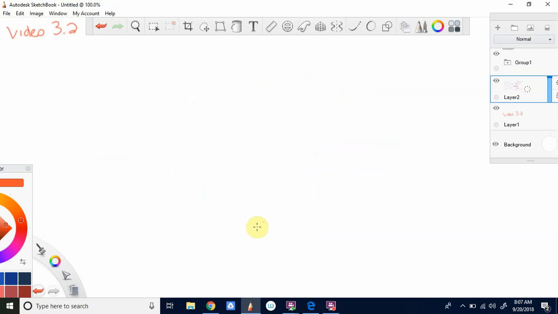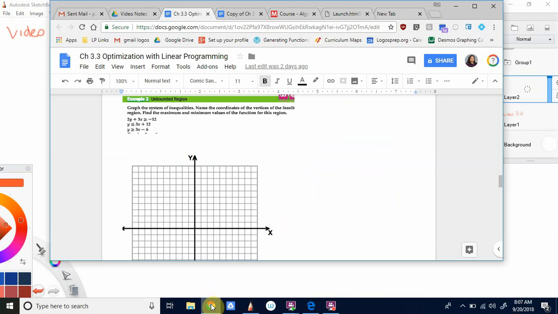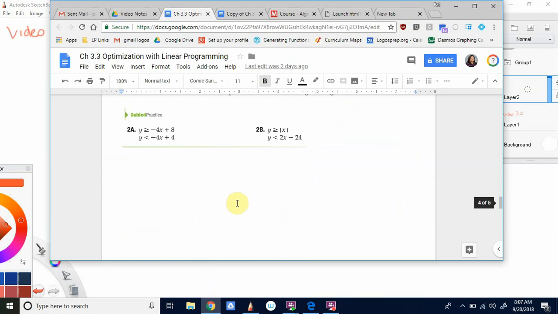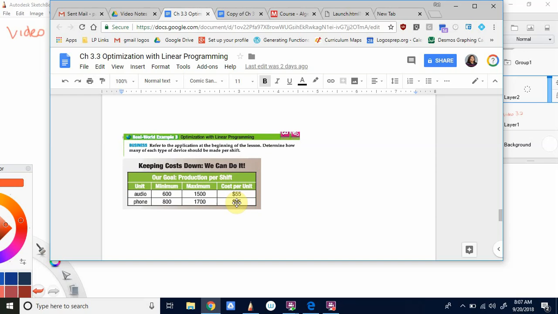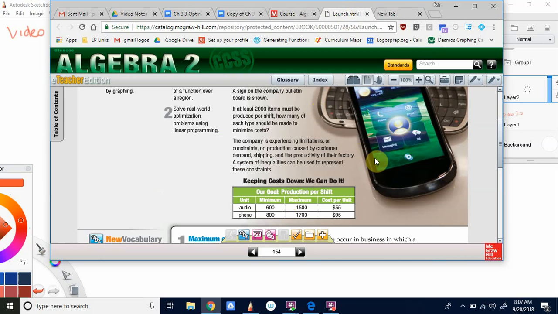The last problem we're going to look at is a real-world problem. And here, we're going to use the beginning of the book. If you look at the top here, we're going to use this information. So it says, a sign on the company bulletin board is shown. If at least 2,000 items must be produced per shift, how many of each type should be made to minimize costs? So the question is going to give you the information you need to make your objective function.